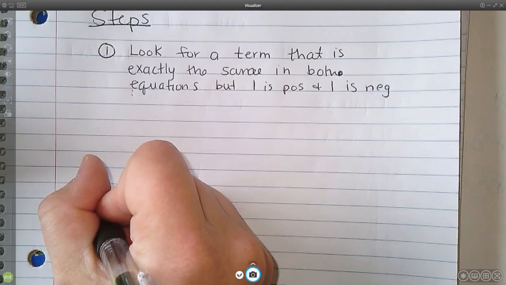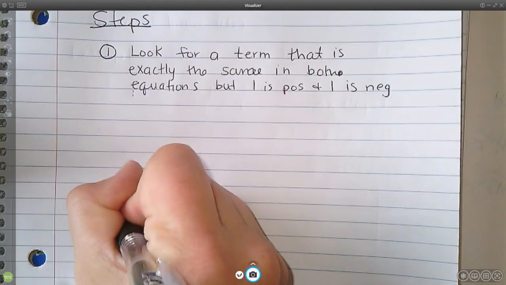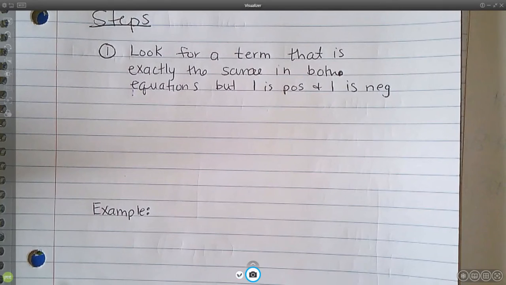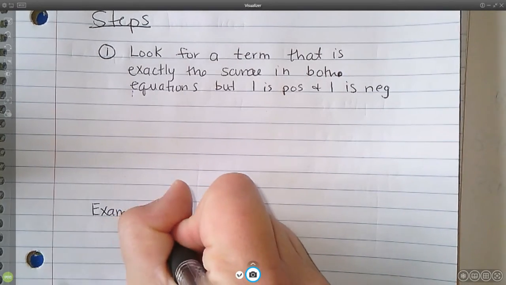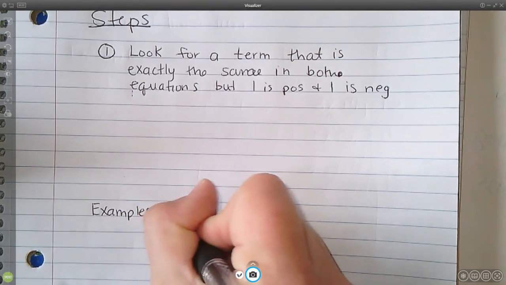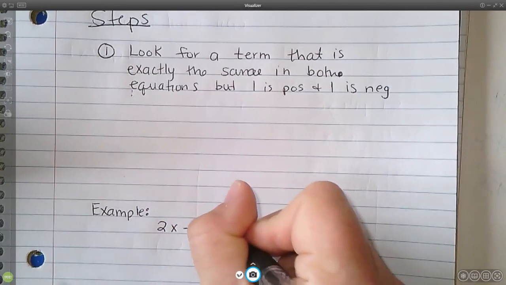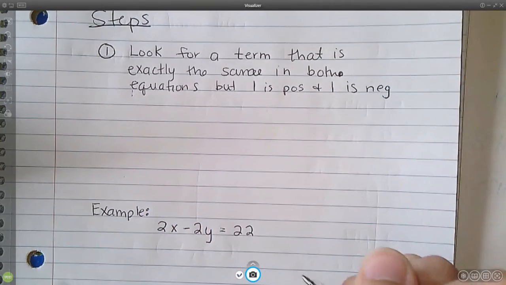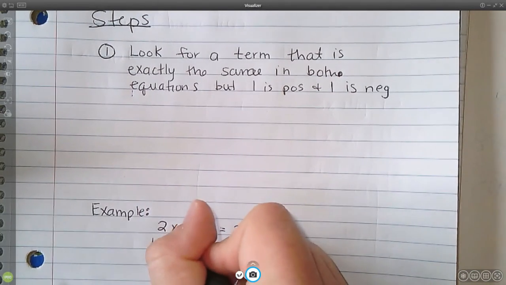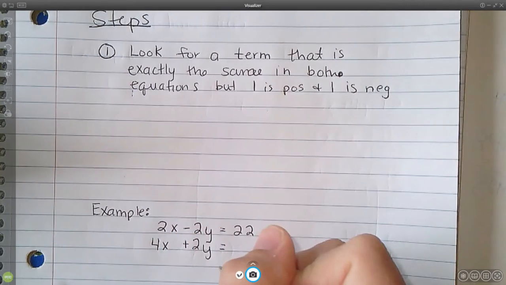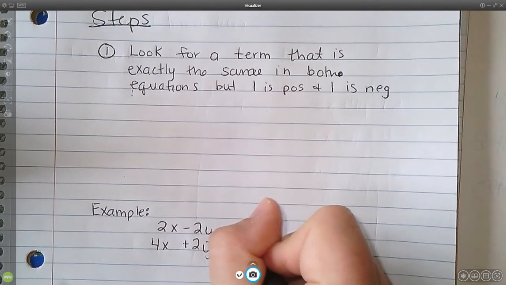Let's do our example down here. So when I say term, all that means is it's taking a coefficient and a variable. So a coefficient and a variable that are exactly the same. So let's do 2x minus 2y equals 22. And let's do 4x plus 2y equals 38.